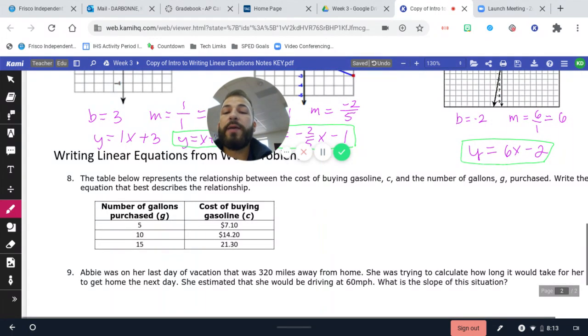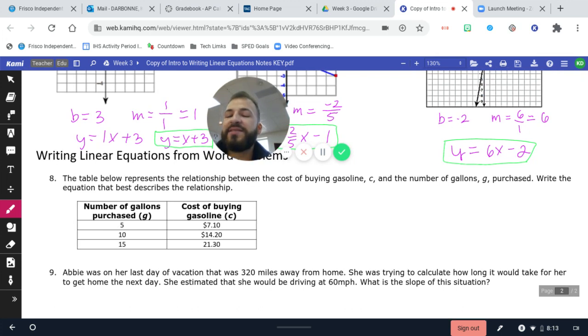Okay. The table below represents the relationship between the cost of buying gasoline C and the number of gallons G purchased. Write the equation that best describes the relationship. Okay, so if I buy 5 gallons, it costs $7.10. If I buy 10 gallons, it costs $14.20. If I buy 15 gallons, it costs $21.30, and so on and so forth.